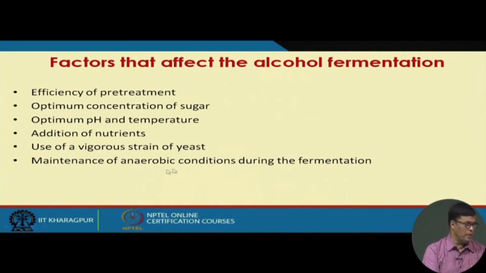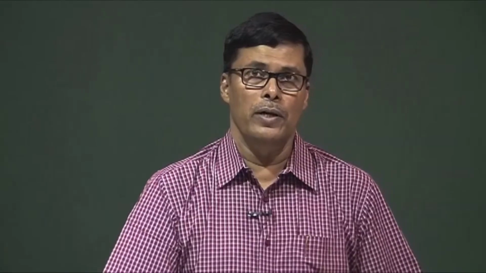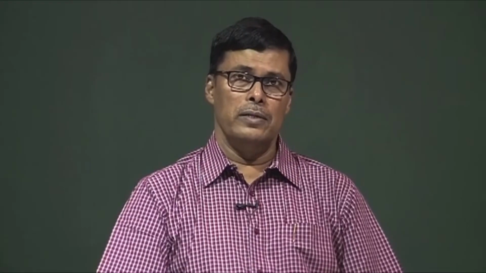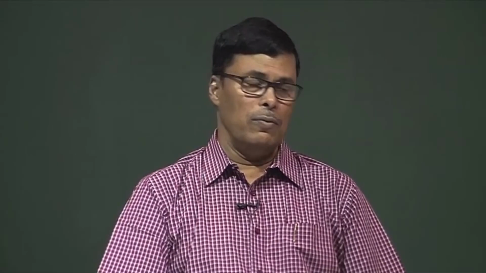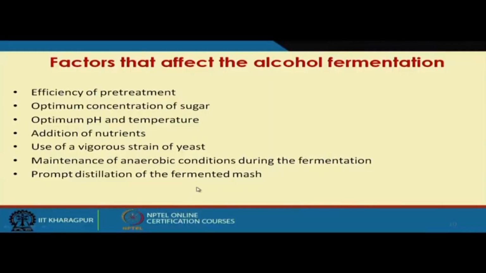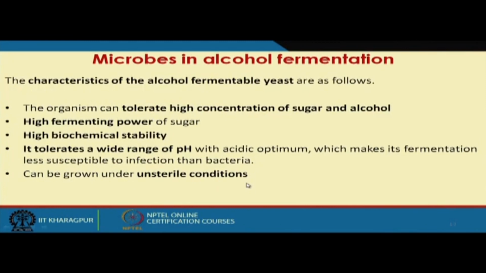So automatically, under anaerobic condition, only a few organisms can grow. And usually, as I mentioned, cane molasses is found suitable for the alcohol fermentation process. I shall explain why molasses is suitable for the alcohol fermentation process in my next slides. Then prompt distillation of the fermented mass is also very much required.